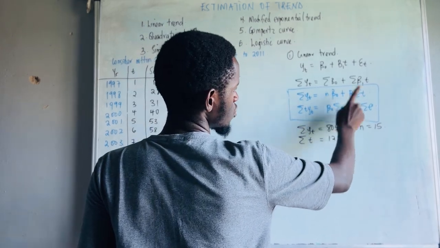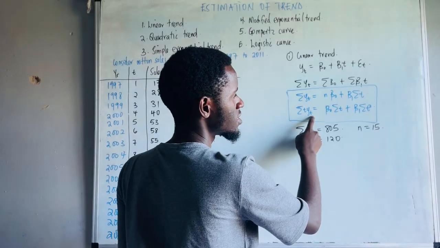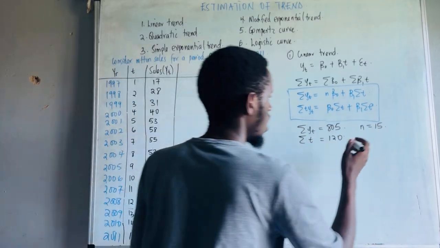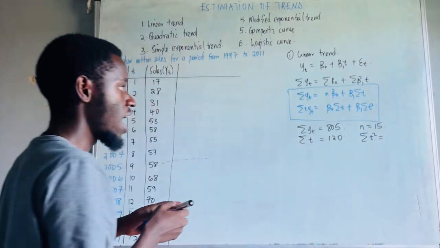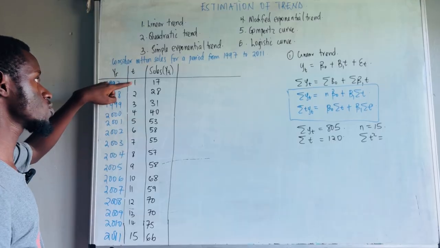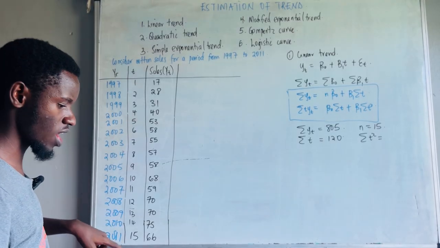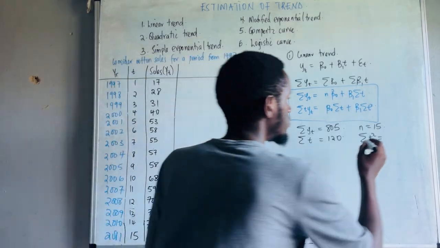I have n, I have the summation of Y_t, I have this one. Now my task is finding t times Y_t. Summation of t, I have it. Summation of t squared, I also need to have. Now, what do I do there? I just come to t here, I square it. I say 1 squared plus 2 squared plus 3 squared plus 4 squared plus 5 squared plus up to 15 squared. And then you have your answer: summation of t squared equals 1240.